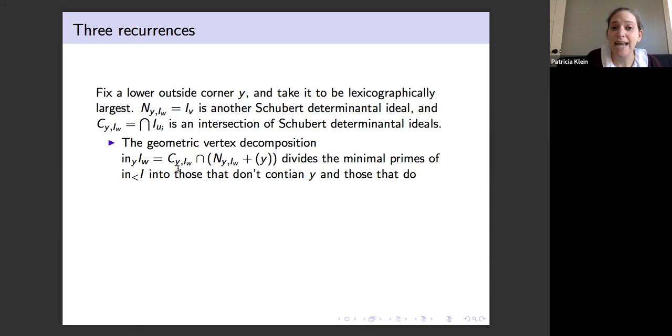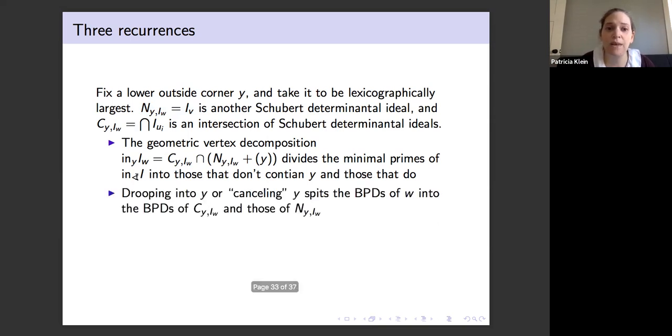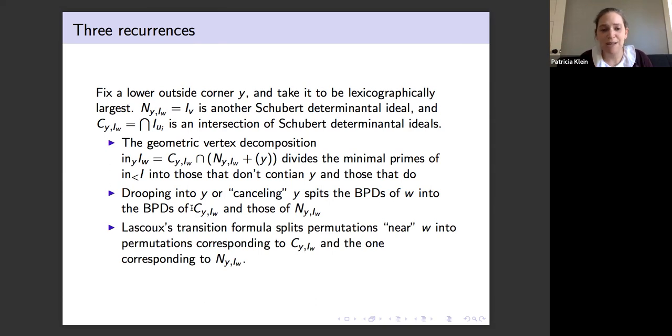So we take our geometric vertex decomposition and it splits the primes of the initial ideal of I into those that contain y and those that don't. Grouping or canceling the box of y splits the bumpless pipe dreams of W into the bumpless pipe dreams of C and the bumpless pipe dreams of N. And again, this is one Schubert determinantal ideal of smaller length, and this is a bunch of Schubert determinantal ideals with a lower outside corner that's been bumped northwest, moving towards that corner. At the same time, Lascoux's transition formula, which is a purely combinatorial thing, splits the permutations near W into permutations that correspond to C and those that correspond to N, and those are exactly the ones that we see here. So we recover some underlying combinatorics through the algebra.